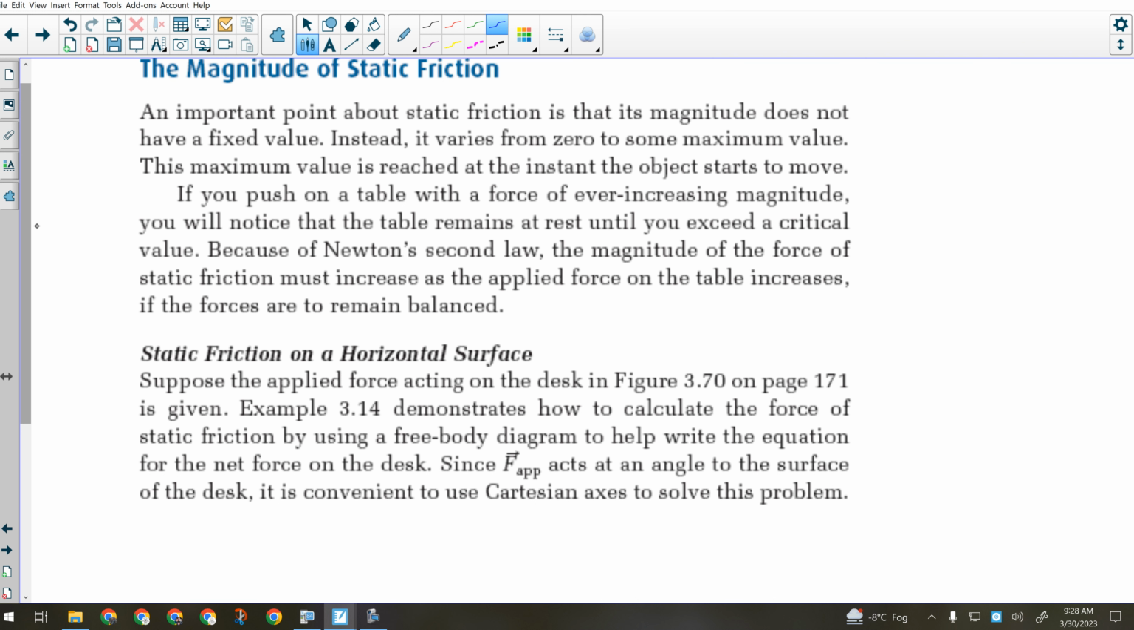If your tires are rolling, they should stop faster than if they're sliding, because static friction is always going to be greater than kinetic. All right.